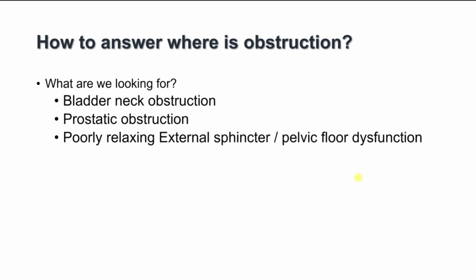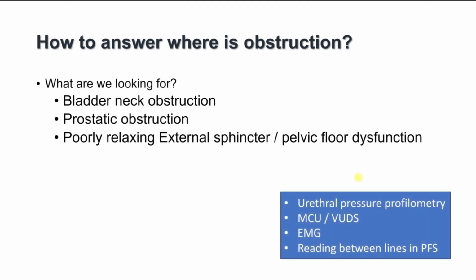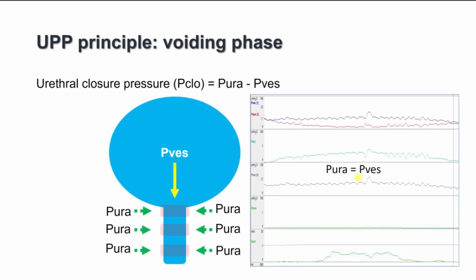So after trying to answer the first two questions, we want to know where the obstruction is. So we are actually looking for bladder neck or prostatic obstruction and poorly relaxing external sphincter or pelvic floor dysfunction. So there are some more studies in our armamentarium like urethral pressure profile, doing video urodynamics or doing an MCUG separately, doing an EMG, and trying to read between the lines of PFS. I will be taking them one by one.